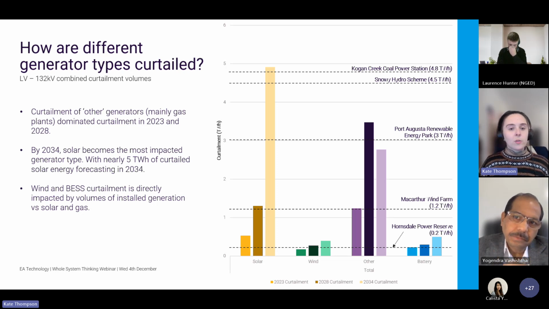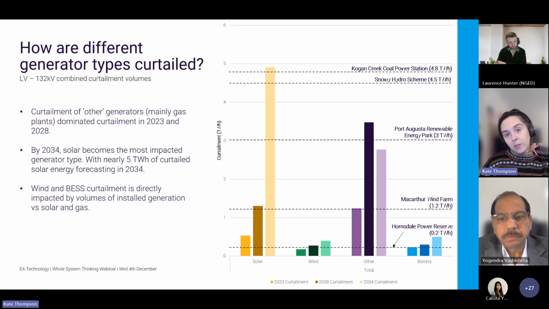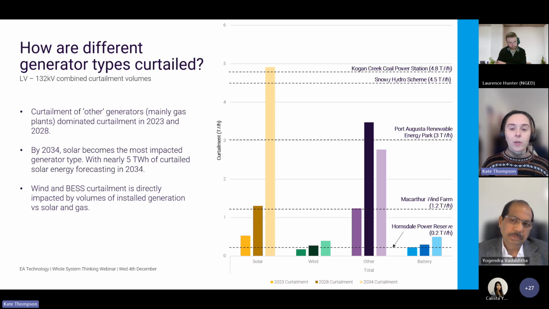By the time we got to 2034, it was actually solar that ended up being the largest contributor to curtailment, which is expected as we're going to see a large amount of domestic solar coming onto the grid over the next 10 years. Wind and battery, we saw lower volumes of curtailment, but this again is due to the volumes that we expect, connected with issues in the UK, such as the England ban on onshore wind, which has just been lifted.